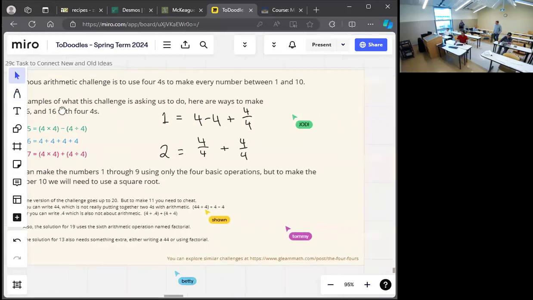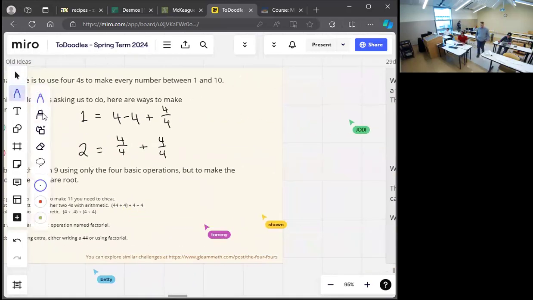How about 3? How can I get to 3? Okay, they should be ready now. So Betty, Nicole, Emily, tell me out loud or in chat, how can I use 4 4s and get to 3?